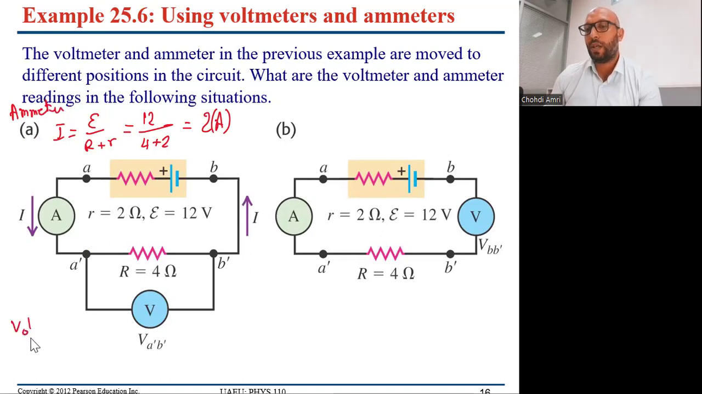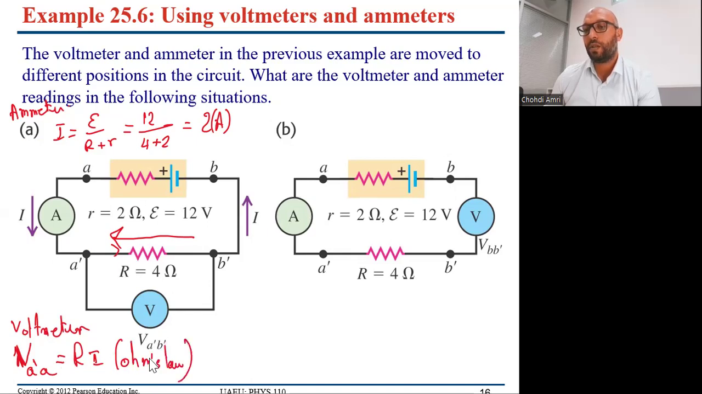What about the voltmeter in this case? The voltmeter is connected across the resistor. So across the resistor, delta V, or let's write V A prime A, is equal to R multiplied by I. Here we are talking about Ohm's law, the potential difference across the external resistance. So it will be R is 4 multiplied by the current, which is 2, so it's 8 volt.